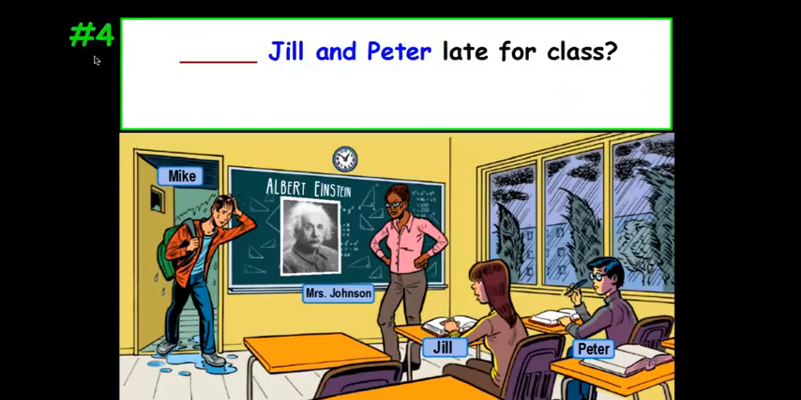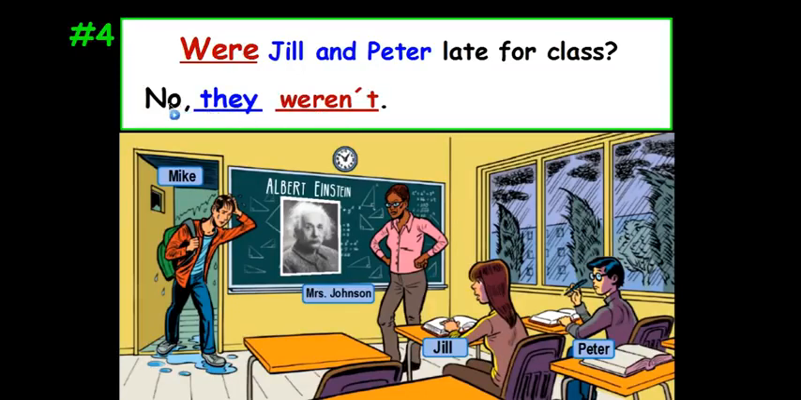Number 4. Were Jill and Peter late for class? No, they weren't. They were on time. Repeat. Were Jill and Peter late for class? No, they weren't. They were on time.